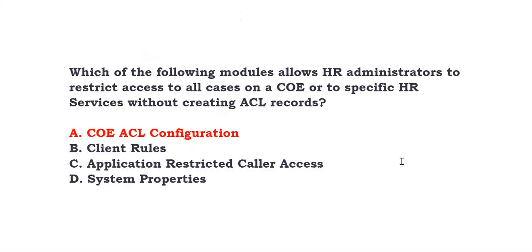A question is, which of the following modules allow HR administrators to restrict access to all cases on a COE or to specific HR services without creating ACL records? Option A, COE ACL configuration. Option B, client rules. Option C, application restricted caller access. Option D is system properties. The correct answer is option A, that is COE ACL configuration.